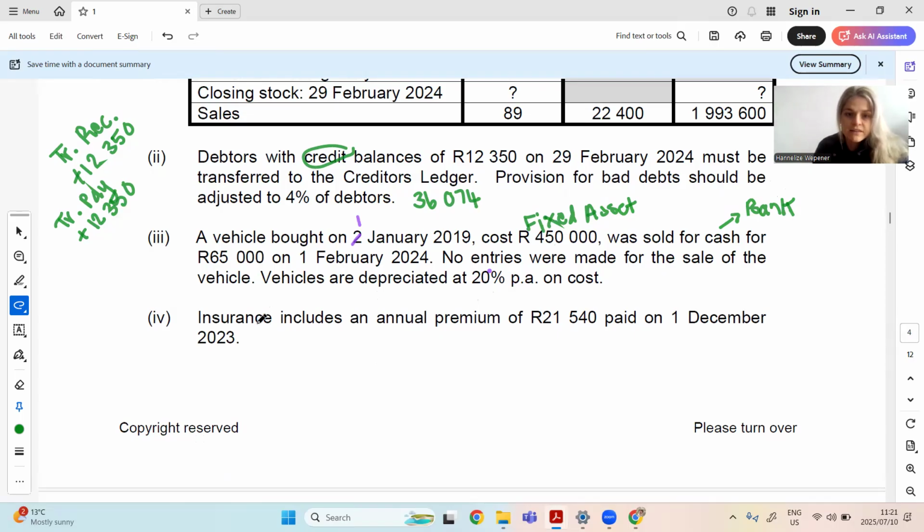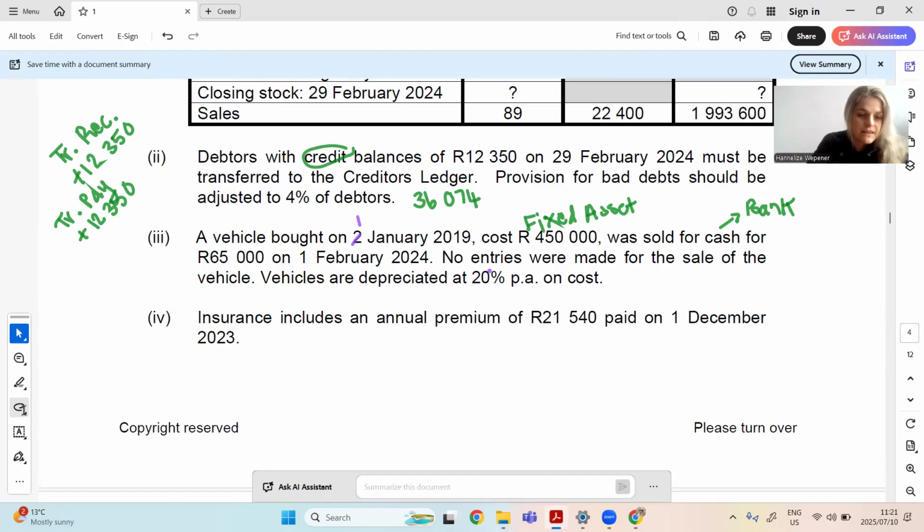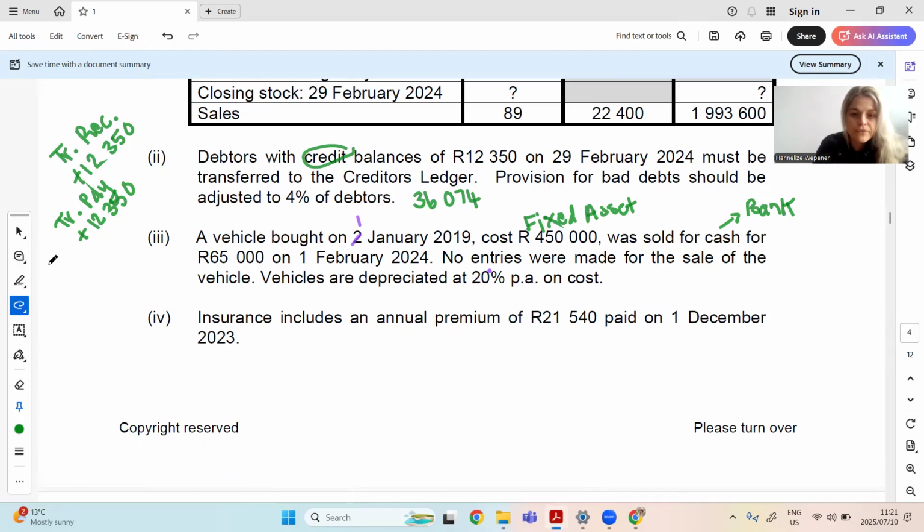Right, then we had the following. Insurance includes an annual premium paid on the 1st of December. We then said, right, so only December, Jan, and Feb is included in my current financial year. So the other 9 months is therefore a prepaid expense.